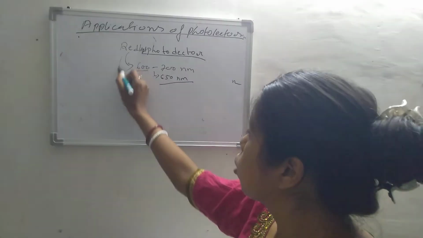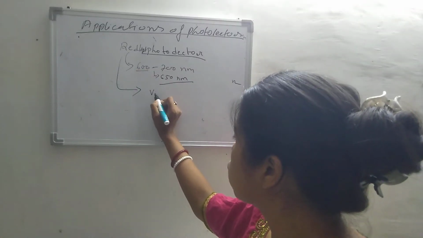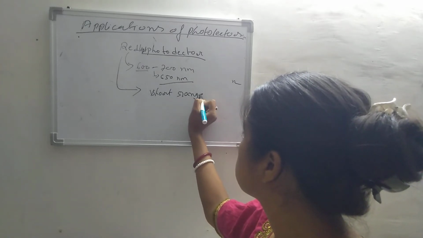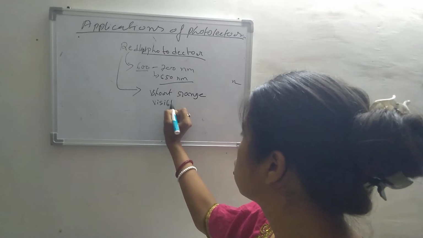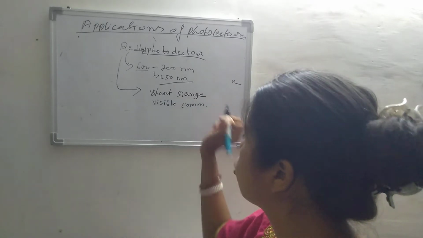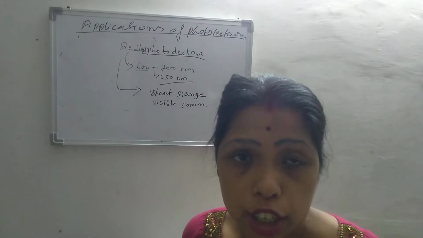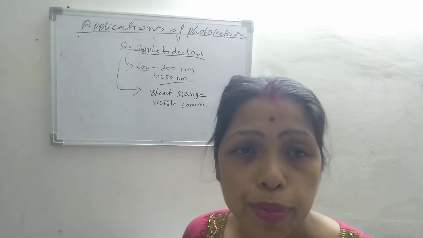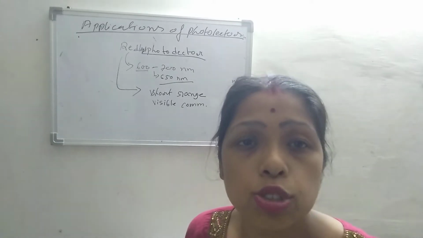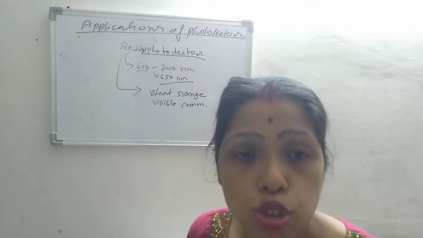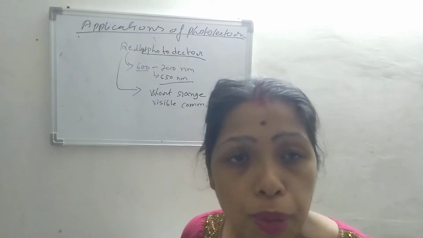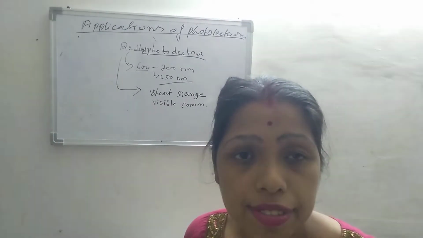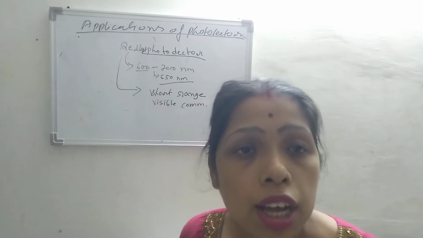Where can we use the red light photodetector? We can use it for short range visible communication. Short range visible communication means if you want to transfer a signal over a range of near to 1 meter. In this case we can use the red light photodetector. To transmit the red light, we can use plastic optical fiber, so the red light will be transferred through the plastic optical fiber. After that, it will be detected by the red light photodetector.